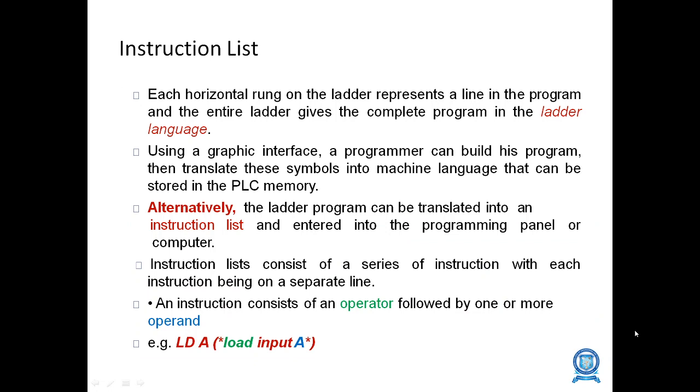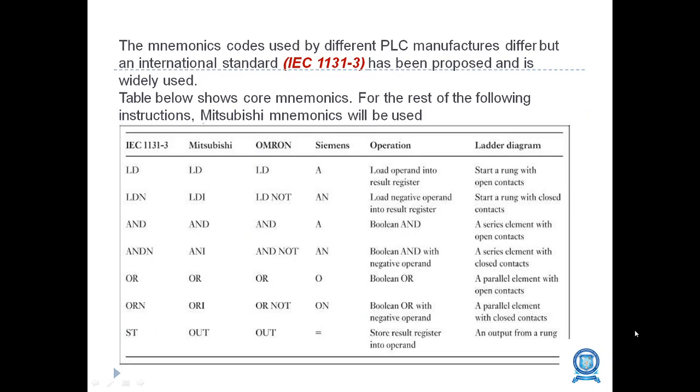Instruction list. Each horizontal rung on the ladder represents the ladder language, and alternatively the ladder program can be translated into an instruction set on the program panel of the computer. An instruction list consists of a series of instructions shown on separate lines. Example, LDA, load input A.